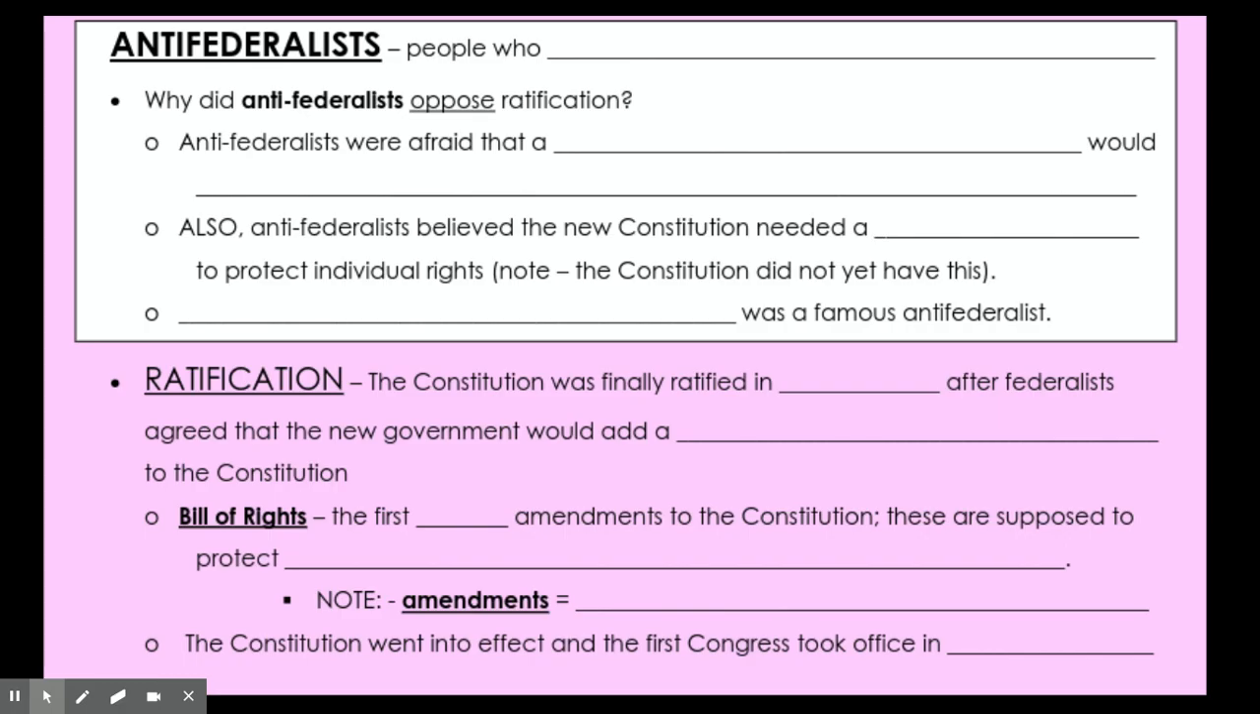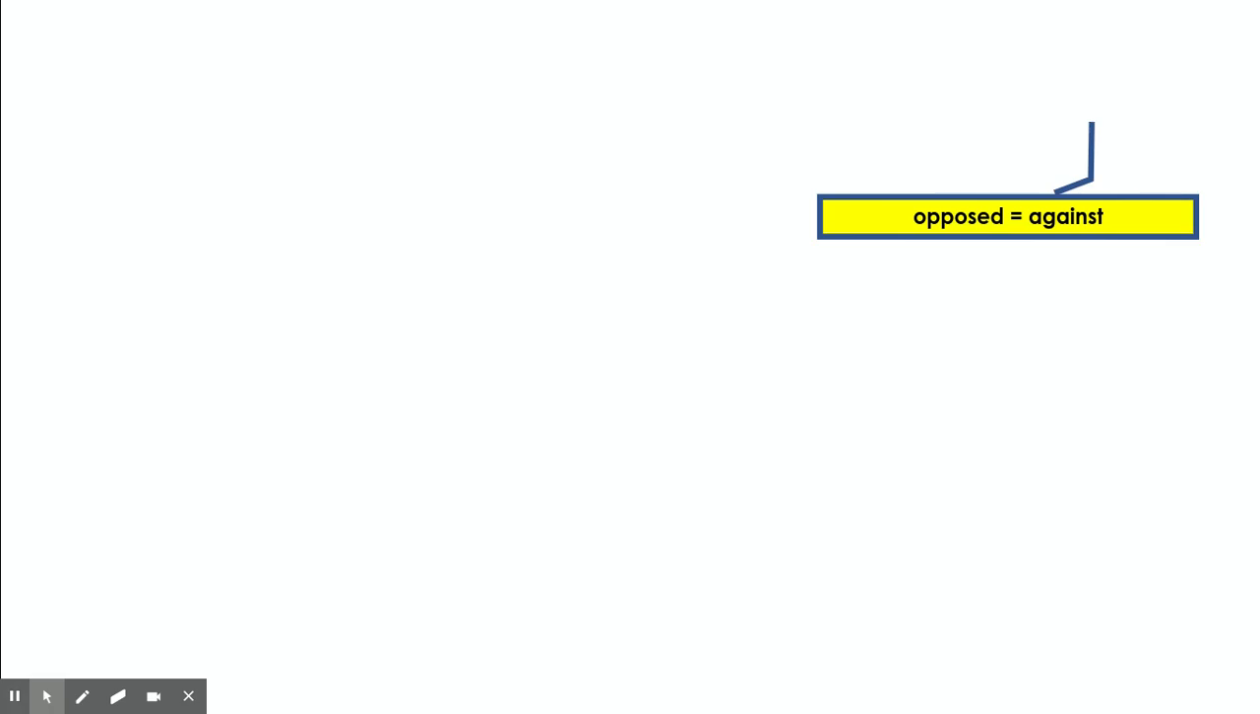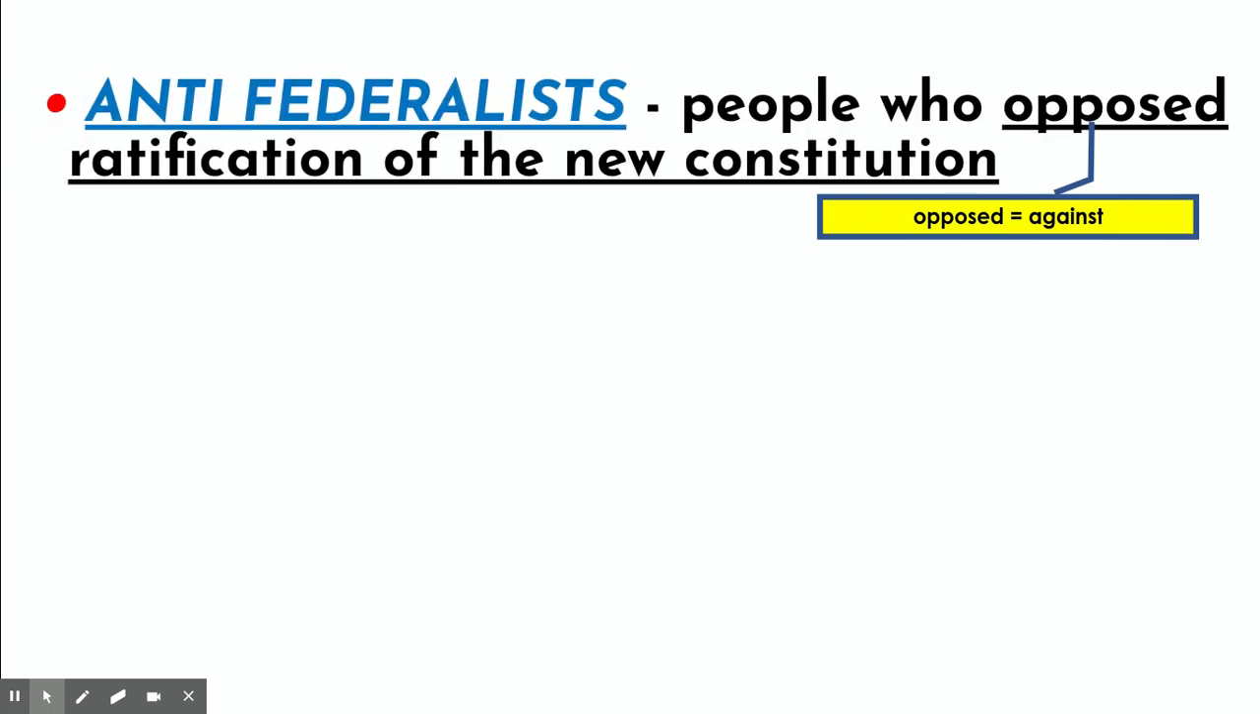Now, on to the Anti-Federalists. How could anyone be opposed or against the Constitution? Well, the Anti-Federalists were. These were people who opposed ratification of the Constitution. Now, you need to know what opposed means. It means they were against it. Like the opponent, the opposition, like when you're playing the opposite, it means going against. So anti means against. These people were against the Federalists. They were against the Constitution.